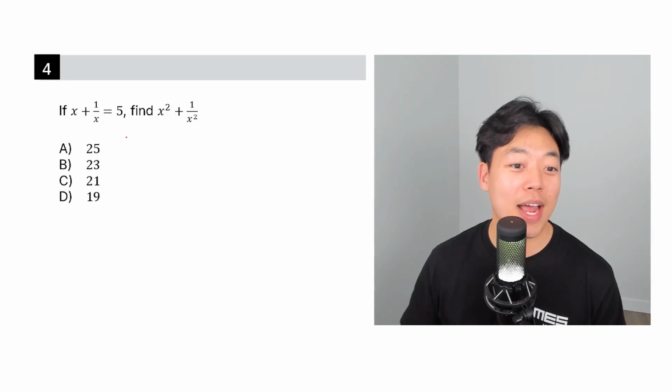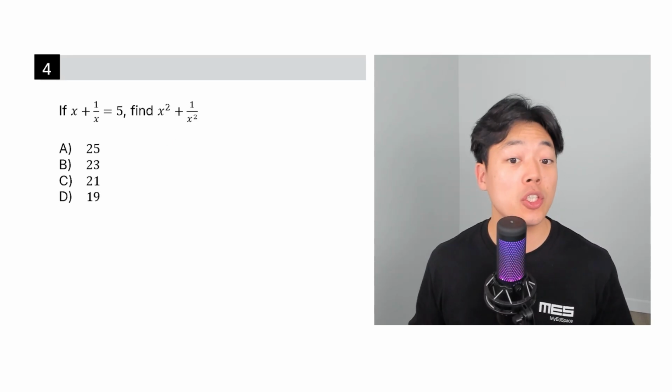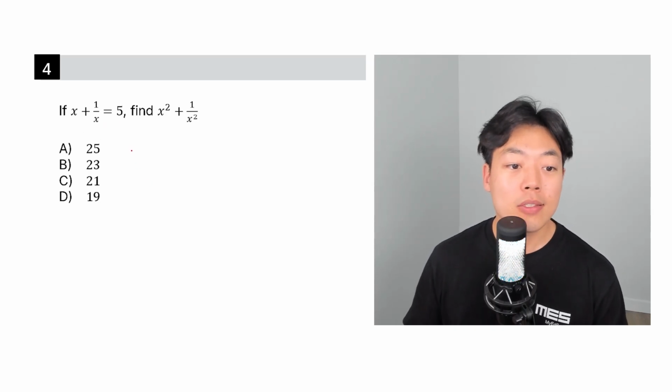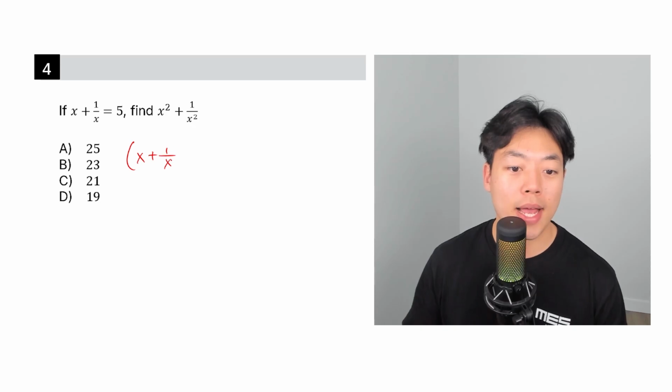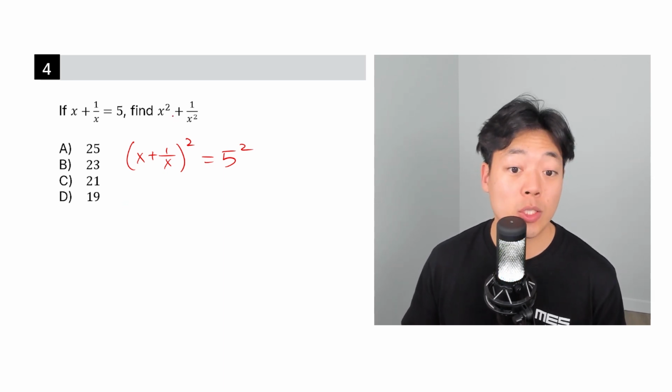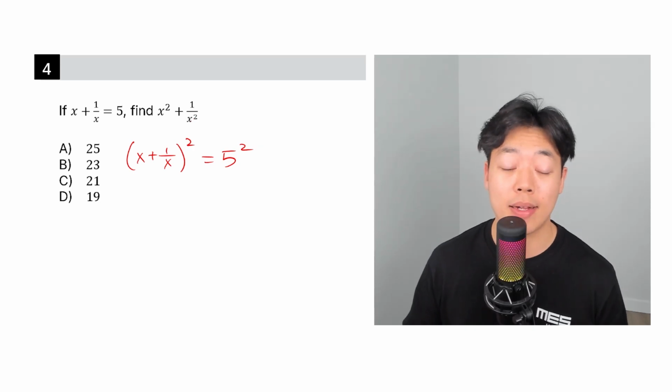If x plus 1 over x is equal to 5, find x squared plus 1 over x squared. Our intuition tells us to square both sides of that initial equation that we have. So we'll have x plus 1 over x squared, and that will equal 5 squared. We squared both sides. Now on the left, it's easy to think that this will just equal x squared plus 1 over x squared, which is what we want.